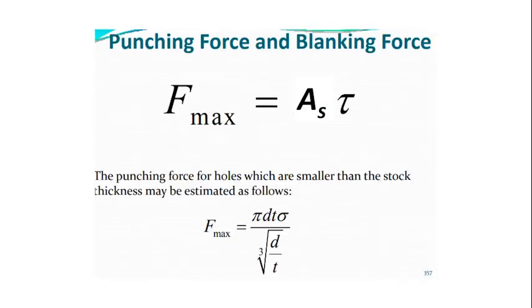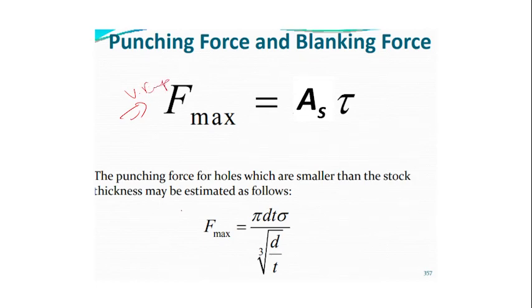Okay. Now come to punching force or blanking force. This is a simple equation: whatever the shearing area, firstly you have to calculate the shearing area, the area on which your shearing action is going to happen. That area multiplied by your shear strength will be your punching force.